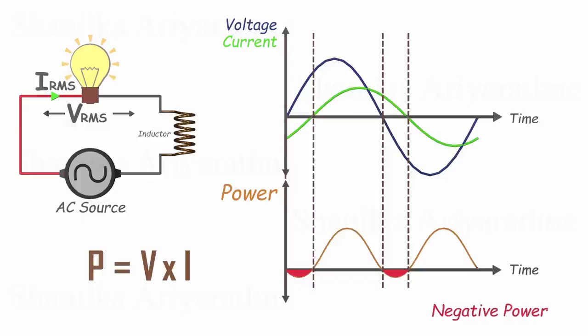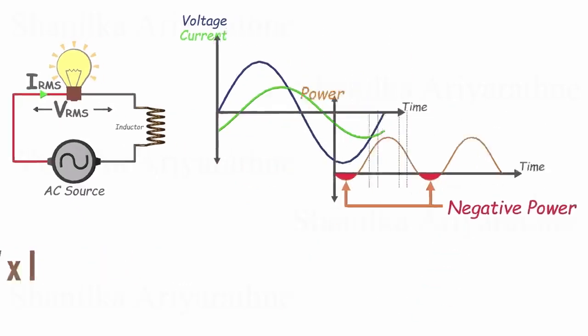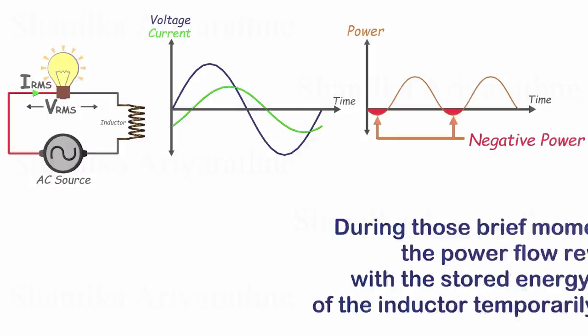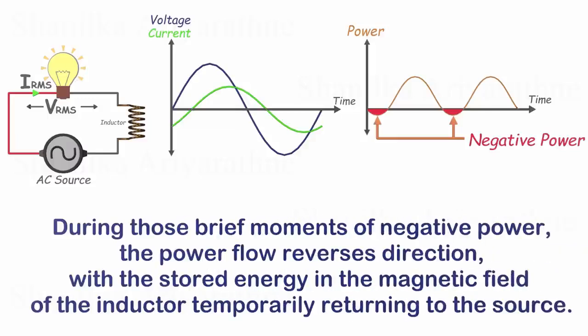We can observe negative power regions where the current is negative while the voltage is positive and vice versa. This negative power doesn't imply that the load is generating energy. Instead, it simply means that during those brief moments, the power flow reverses direction, with the stored energy in the magnetic field of the inductor temporarily returning to the source.